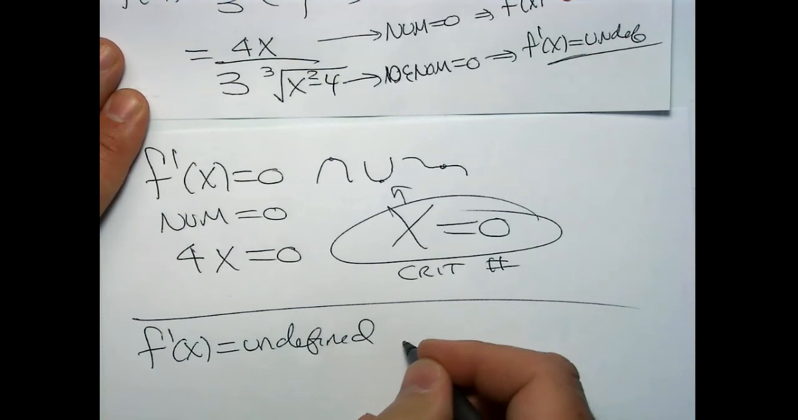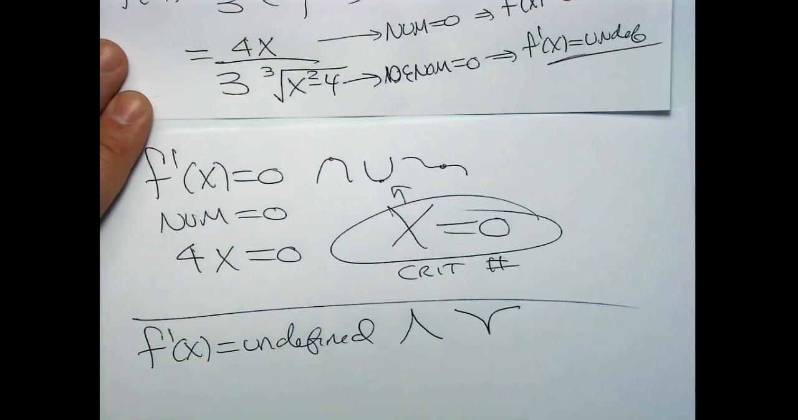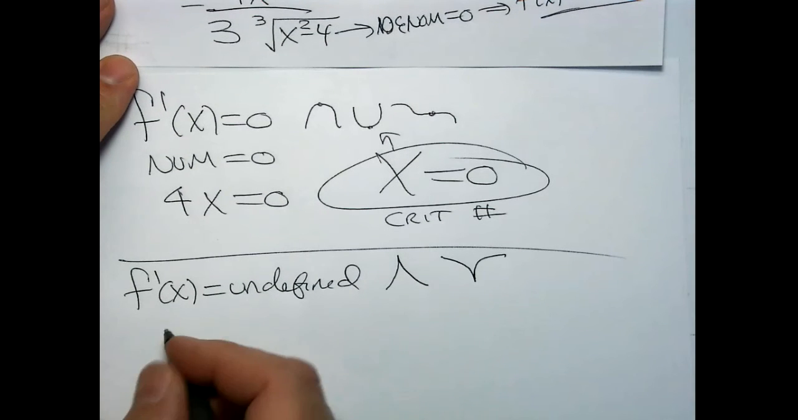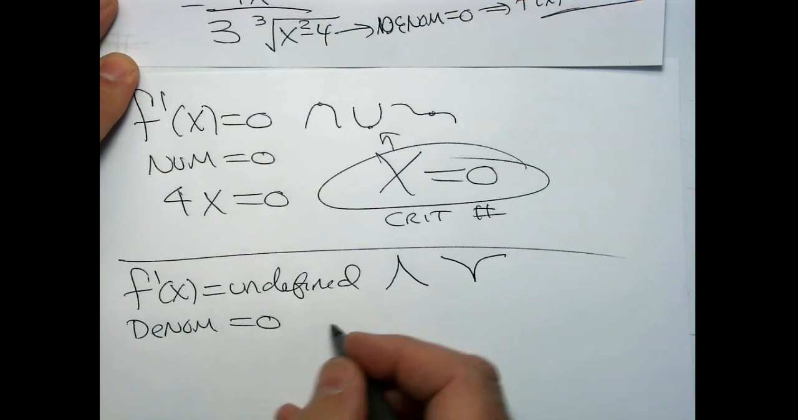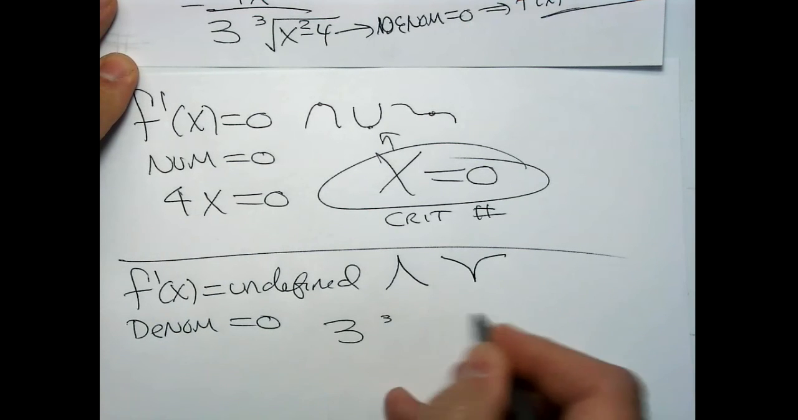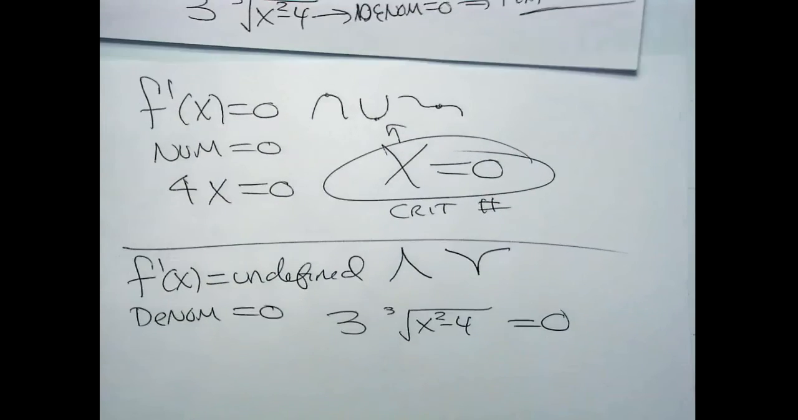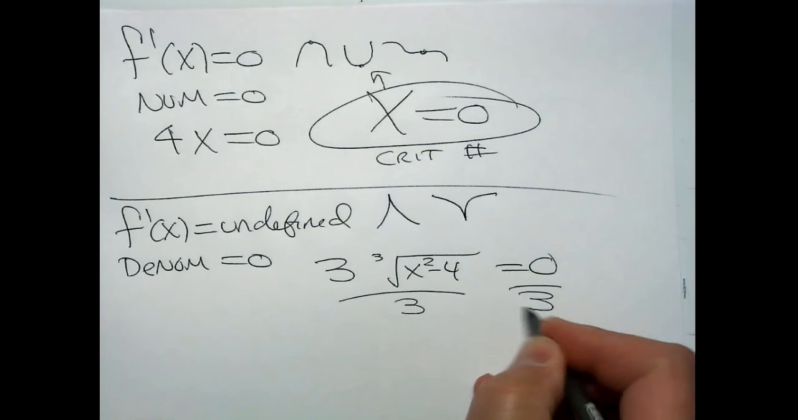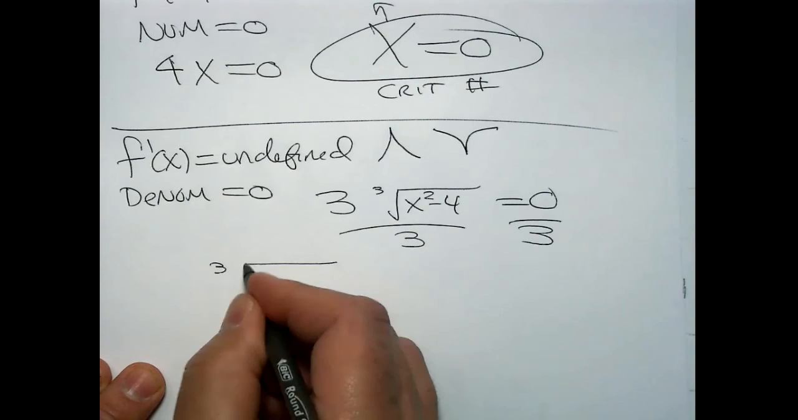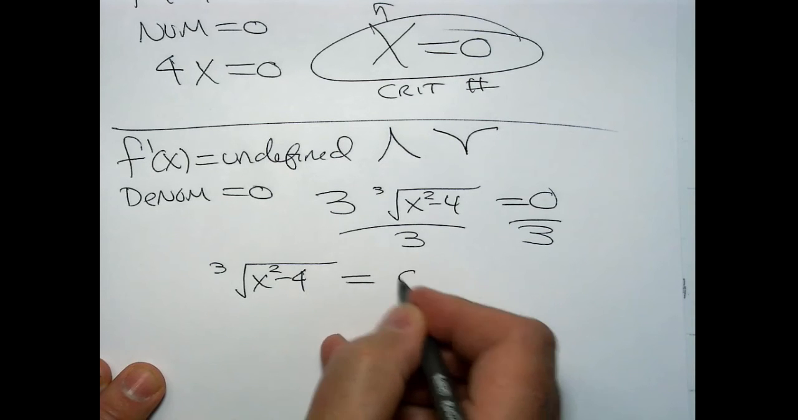And when f prime is undefined, you get these sharp corners. Okay, those are certainly places of interest, and we did say that one way to do that is just set the denominator equal to 0. So our denominator is 3 cube root of x squared minus 4. When is that equal to 0? Let's find out. So divide by 3, divide by 3. So cube root of x squared minus 4, when is that equal to 0?